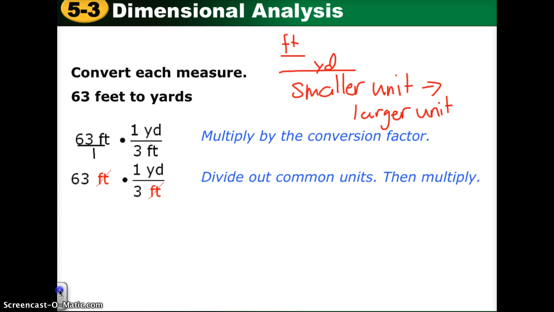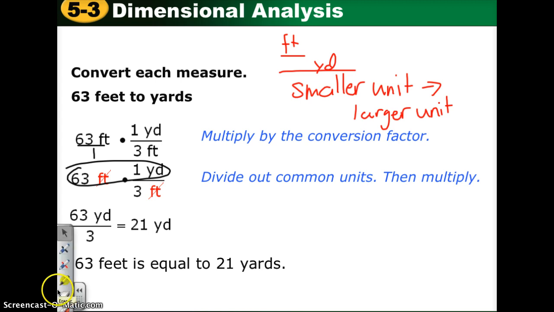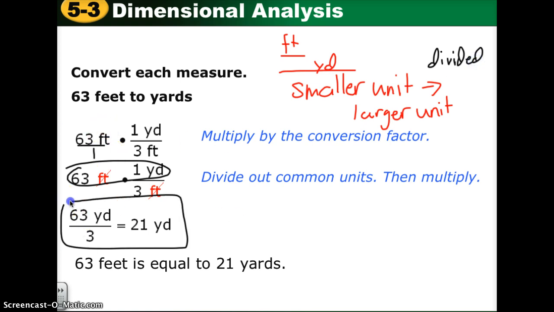Now look at what we have. We have 63 times 1 divided by 3. That really just ends up being 63 divided by 3, which is 21 yards. So 63 feet is equal to 21 yards. So to summarize what we did, when we went from a smaller unit to a larger unit, we essentially divided. It's not necessary for you to show all of these steps previously. If you can show 63 divided by 3 equals 21, that's good.